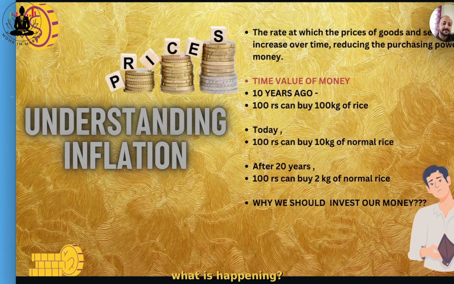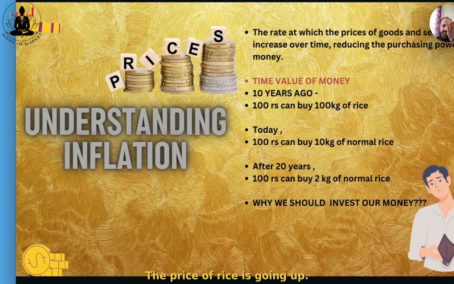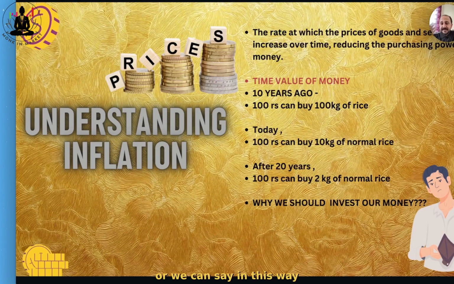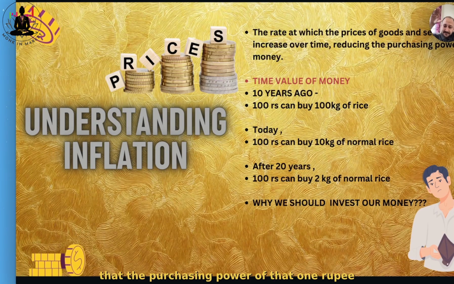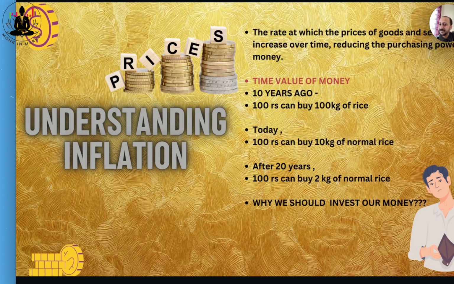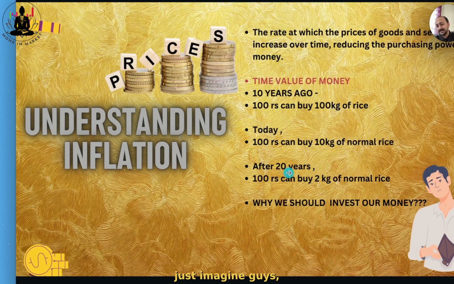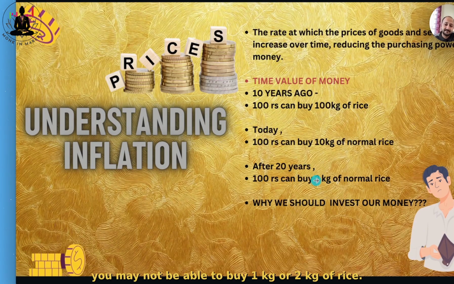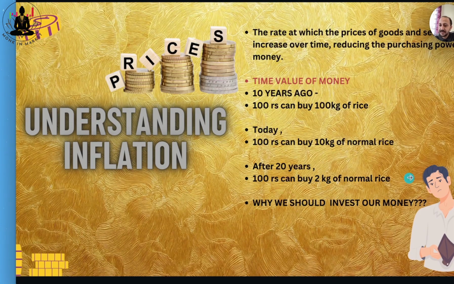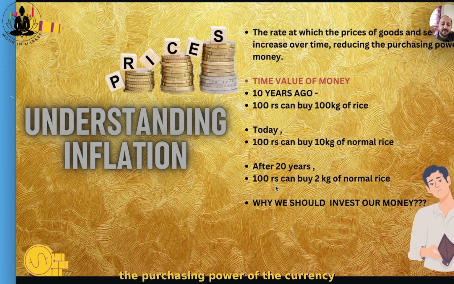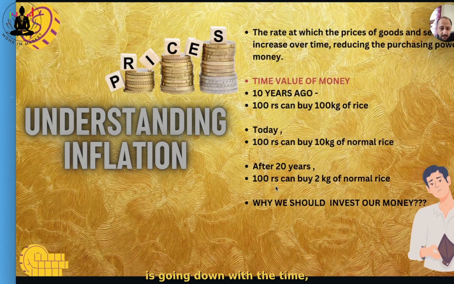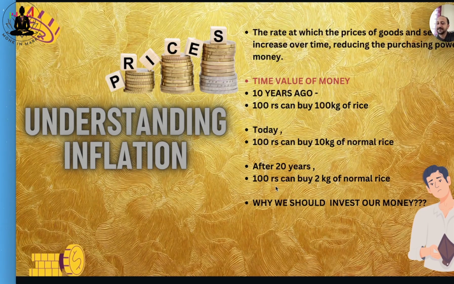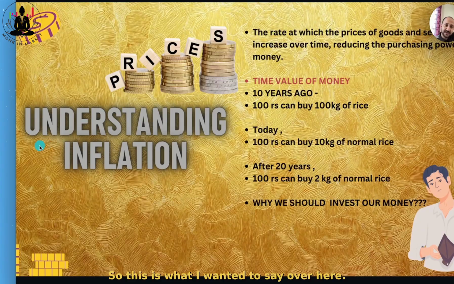So over here, what is happening? The price of rice is going up. We could say it this way, or we can say that the purchasing power of that 1 rupee is going down. And after 20 years, just imagine, guys, with just this 100 rupees, you may not be able to buy 1 kg or 2 kg of rice. So it means the purchasing power of the currency is going down with time, right? This is what I wanted to say over here.